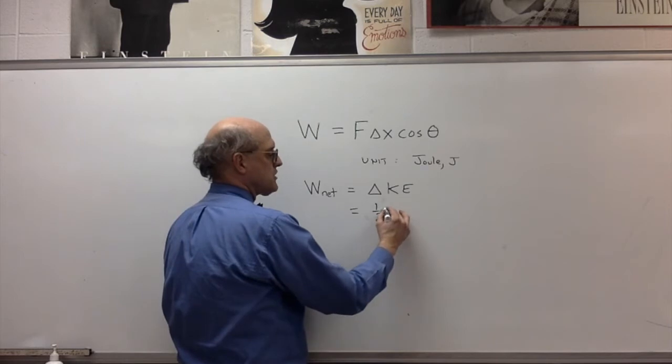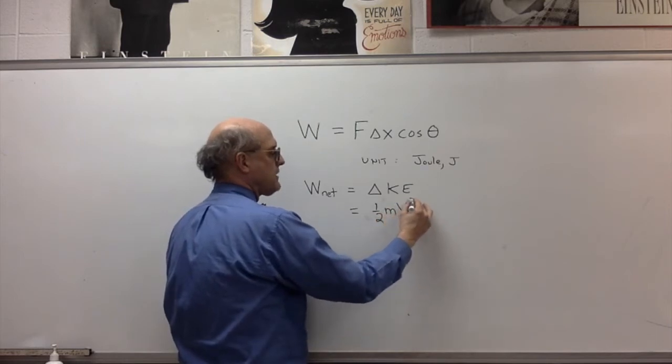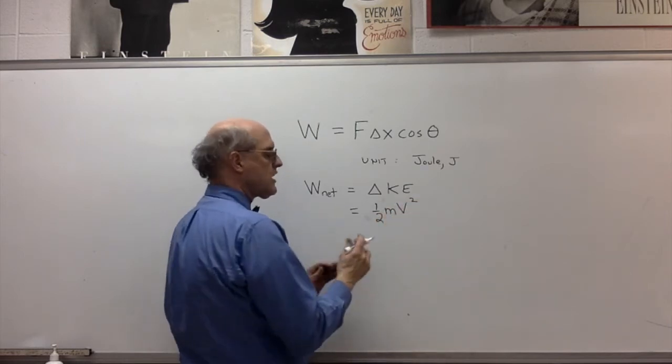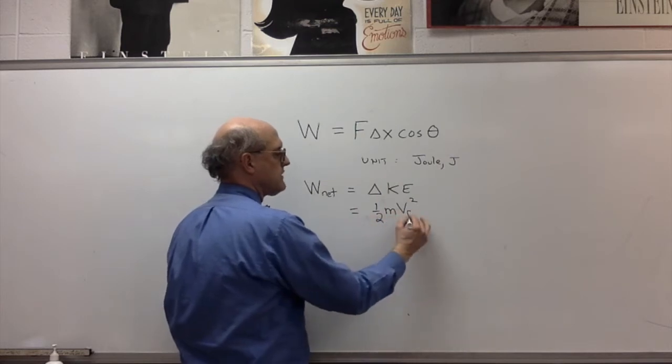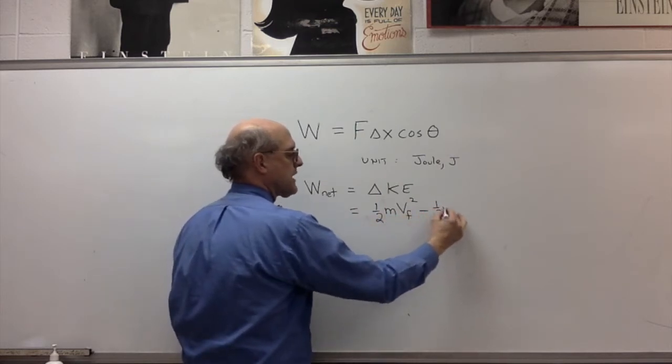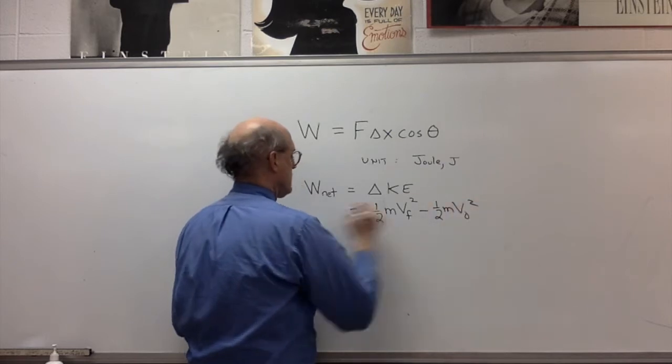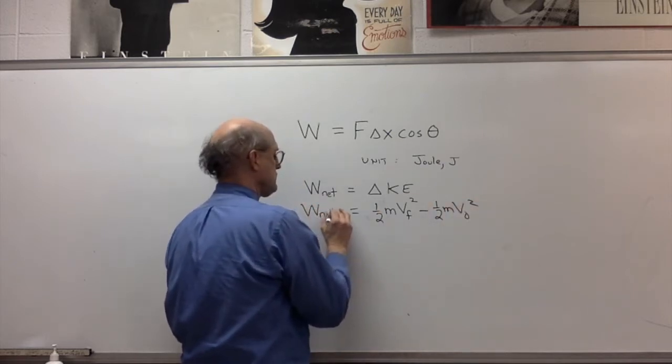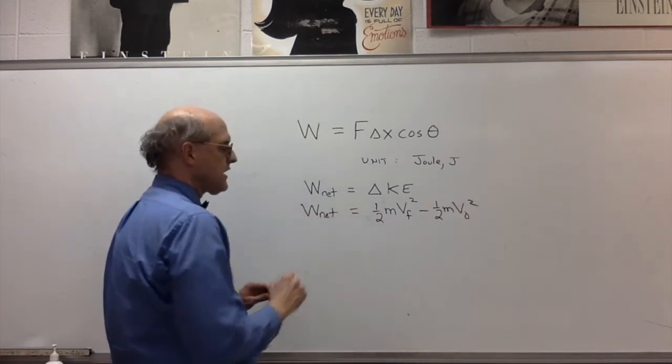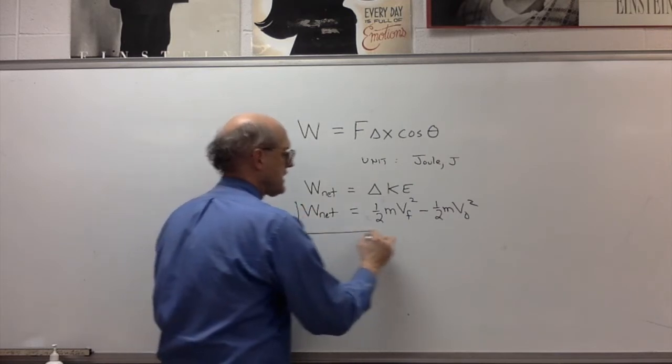Now, kinetic energy is defined to be 1/2 mv squared, and since we have a change, it would be 1/2 mvf squared minus 1/2 mvo squared. Okay, so there's our equation for net work, and this is known as the work kinetic energy theorem.